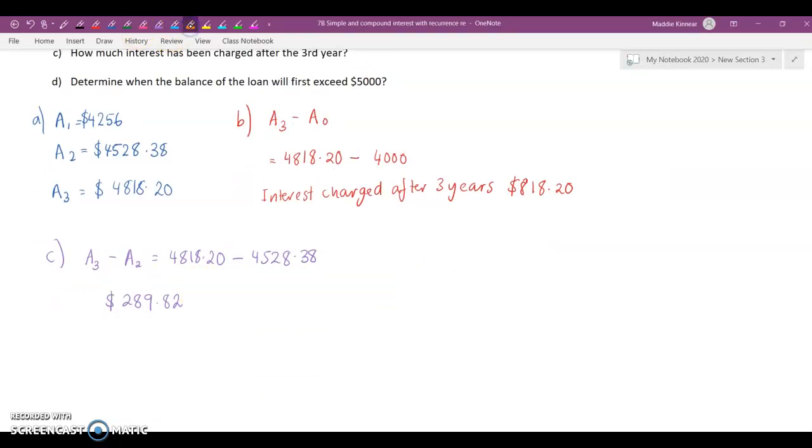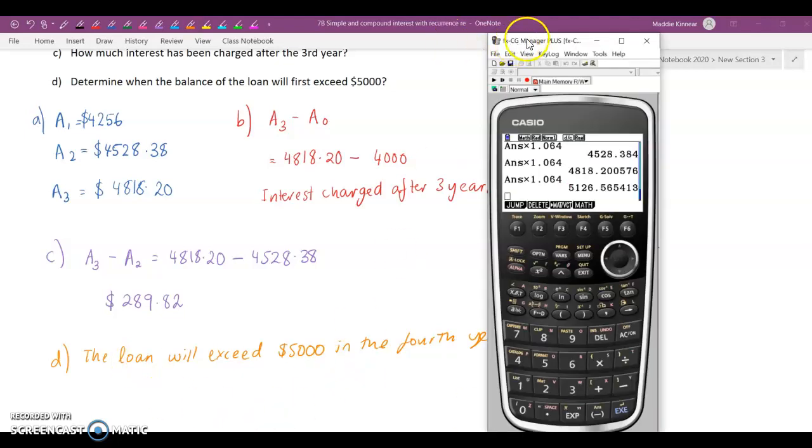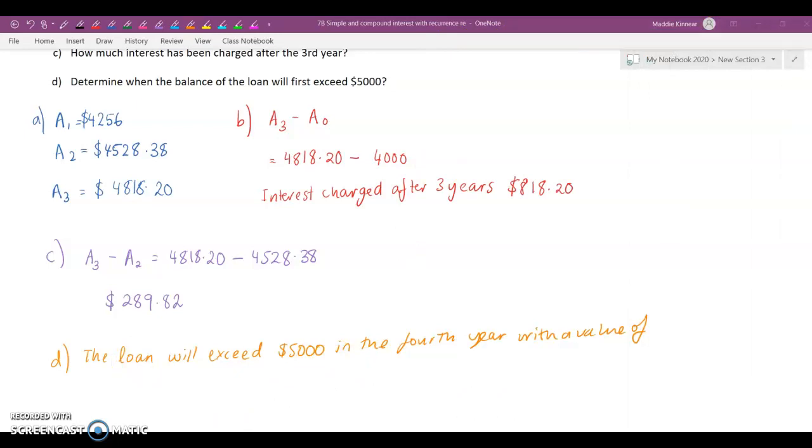So we can write that out. D, the loan will exceed $5,000 in the 4th year with a value of, and the amount it came out as was $5,126.57 to 2 decimal places.